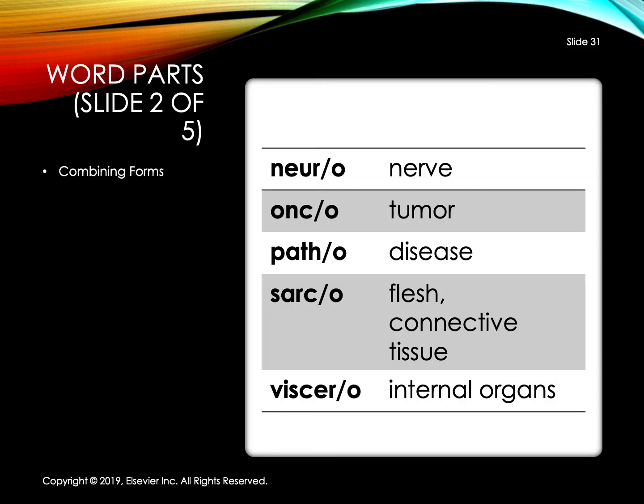Additional word parts: neuro, which means nerve, onco, meaning tumor, patho, meaning disease, like pathology, the study of disease. Sarco, which pertains to flesh or connective tissue. Sarcoma would be a good example, a fleshy tumor or tumor of the flesh. And then viscero, like visceral, which would be pertaining to the internal organs.